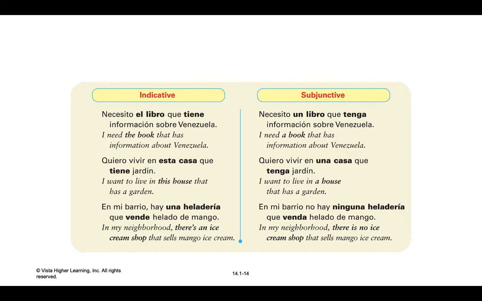You use the subjunctive when you are not certain that the book exists. Okay, so I need a book that has information about Venezuela. So that's why you use the subjunctive, because you don't know whether the book is in the house or the library. So necesito un libro que tenga información sobre Venezuela.